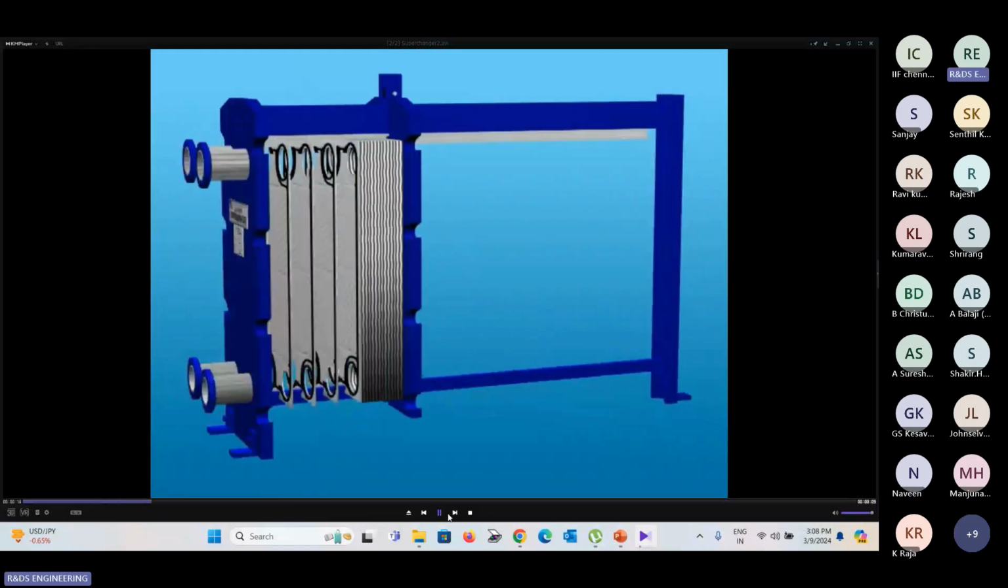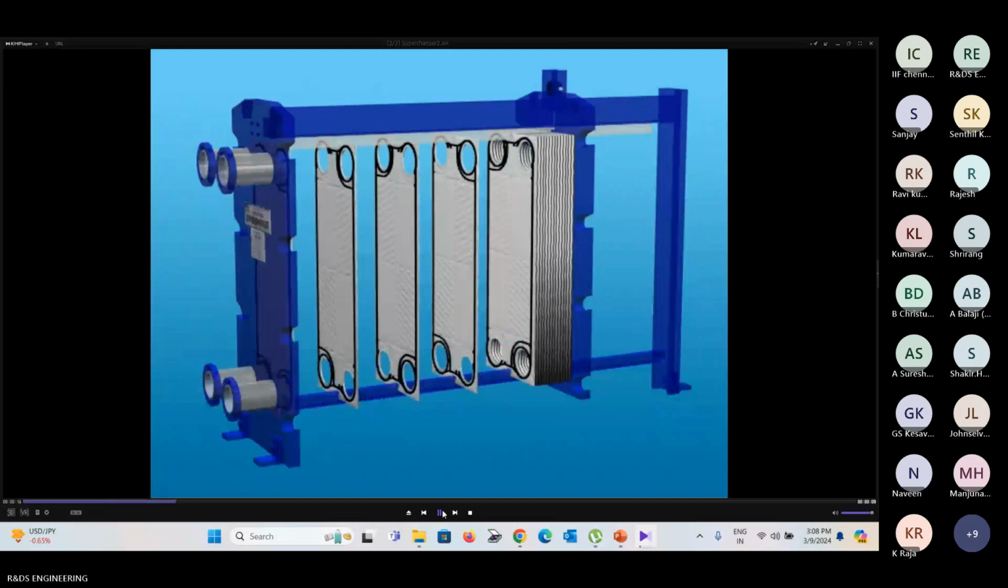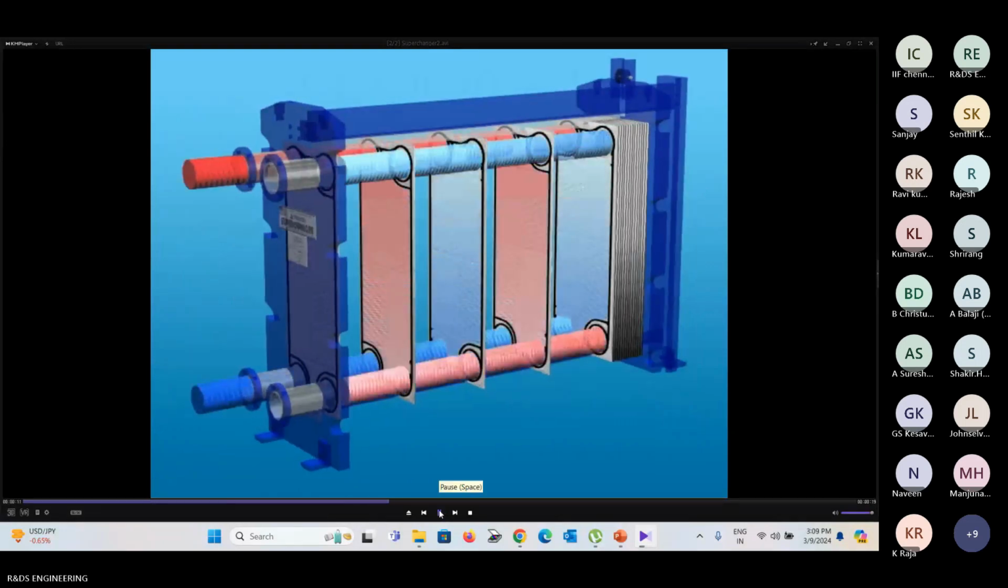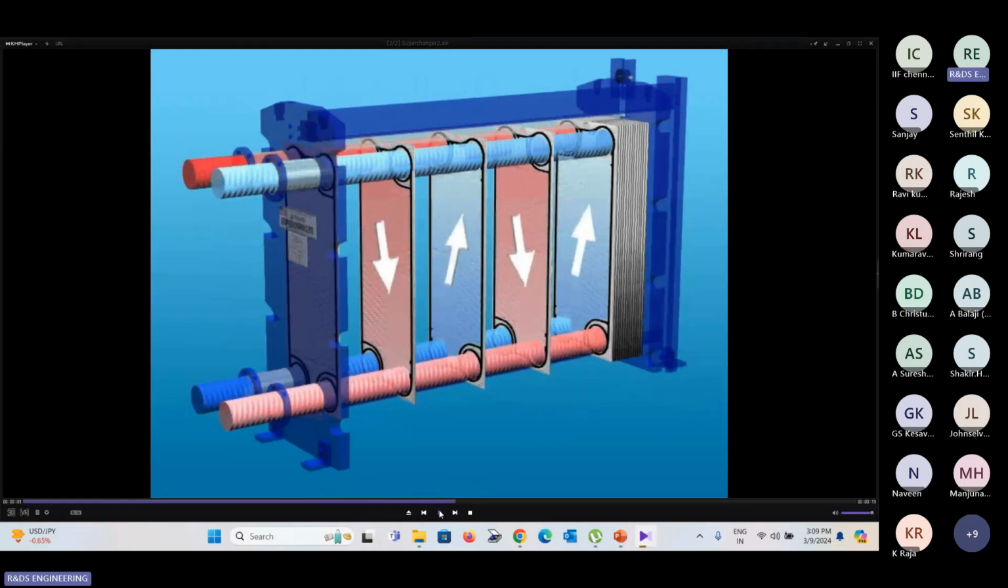So this is the second animation. This is another heat exchanger animation. Through this animation, you can understand how the substance flows inside the plate heat exchanger. See, always in heat transfer, the red color indicates the hot fluid, and the blue color indicates the cold media.